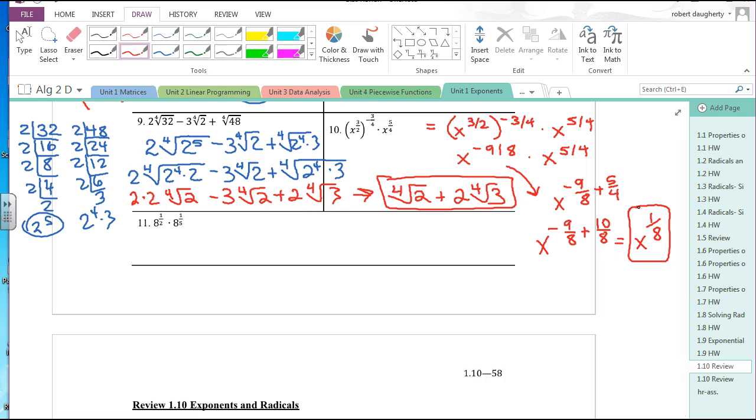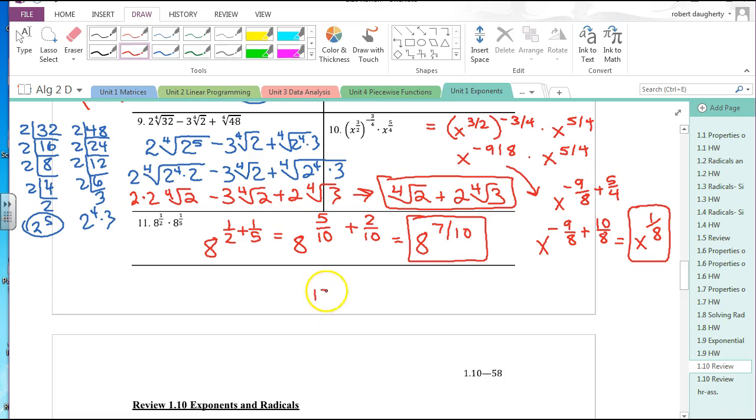Number 11. This is 8 to the 1/2 plus 1/5. The common denominator is going to be 10 here. So this is 8 to the 5/10 plus, and then if I convert 1/5, that's going to be the same as 2/10. So this is 8 to the 7/10. It would be okay if you wrote that as the 10th root of 8 to the 7th. Either of those would be okay for that one.